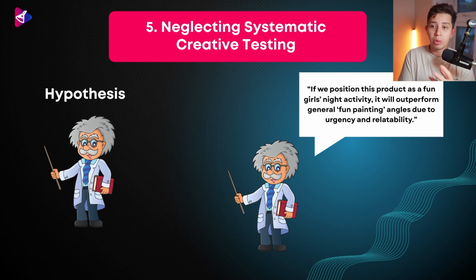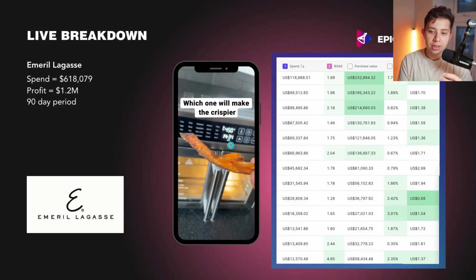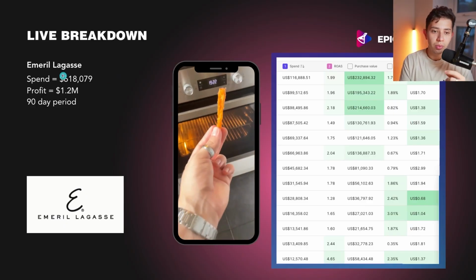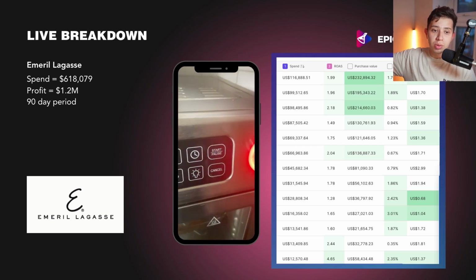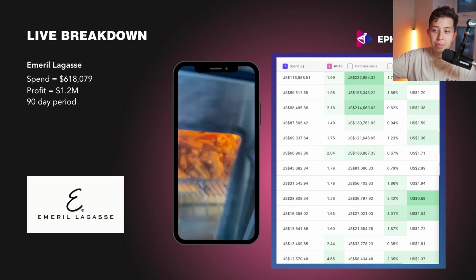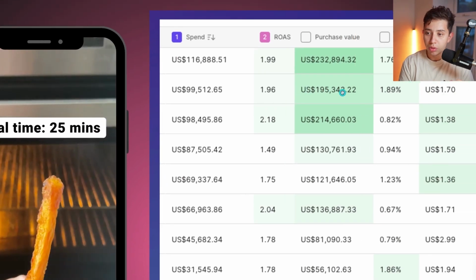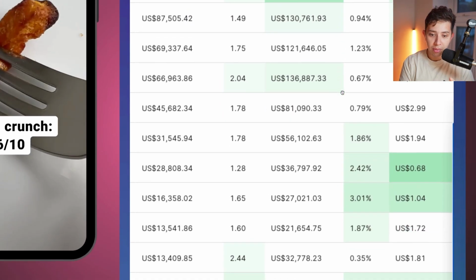And let me show you kind of what that looks like in practice. So here is a brand that we worked with that spent $618K when they worked with us, and then they profited $1.2 million afterwards in a 90-day period. And you can see their ad account was absolutely spending ridiculous amounts of income.